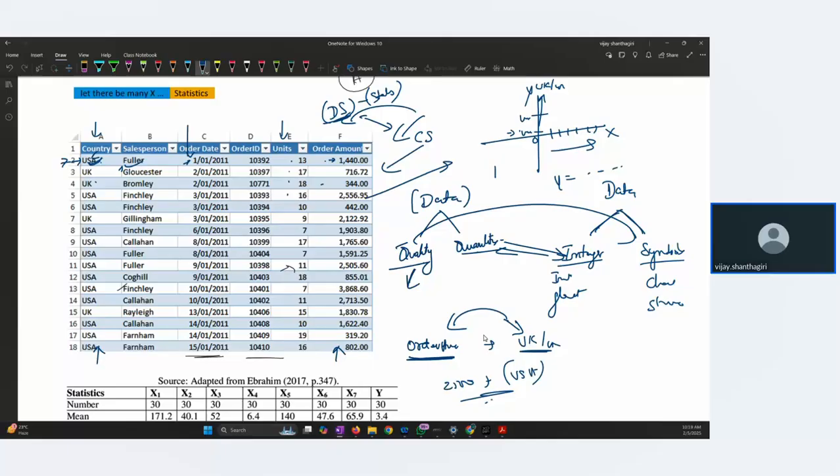Otherwise, let's say you simply put people here: Fuller, Gloucester, Bromley, Fingley. On what basis are you going to put Fuller near to zero? And on what basis are you going to put Callahan away from zero? Are you arranging them by how much they weigh or how tall they are? Where is that extra information? See, these are the questions.